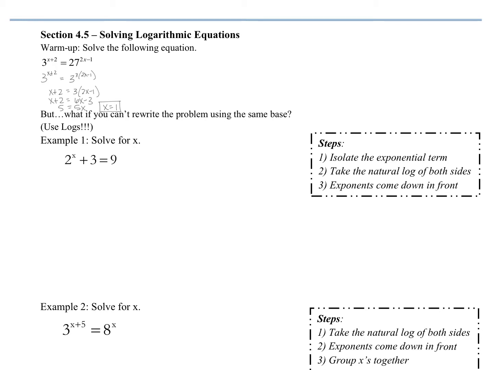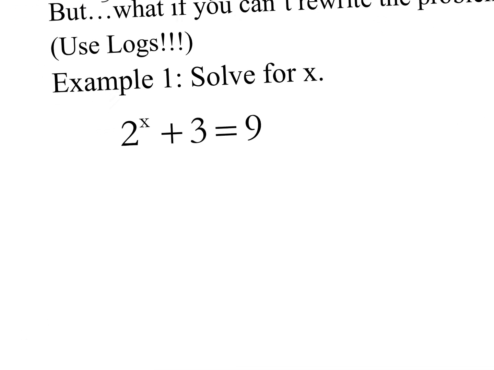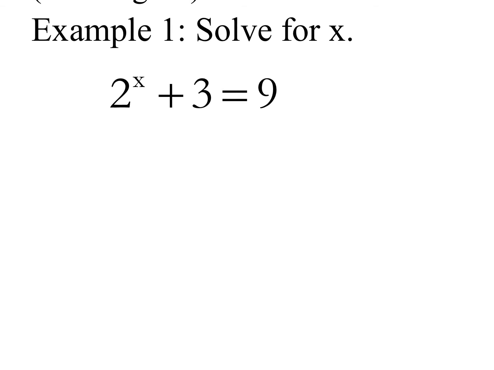So very first problem, solve for x. Our steps over here are to get the exponential term, which is this term, by itself. So an easy thing to do first would be just to minus 3, so we'll do that. Step 2 is to take the natural log of both sides. I'll talk about that in a second. And remember that exponents come down in front when you do logs. So let's go right into example number 1.